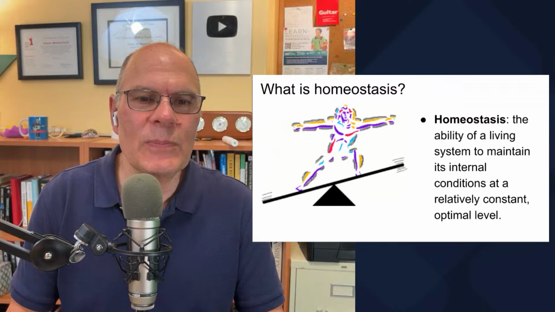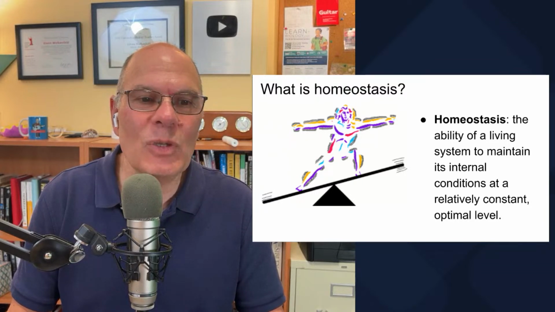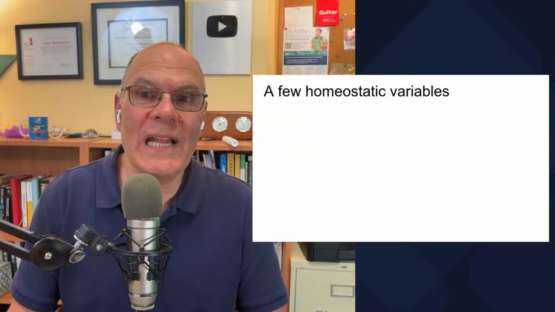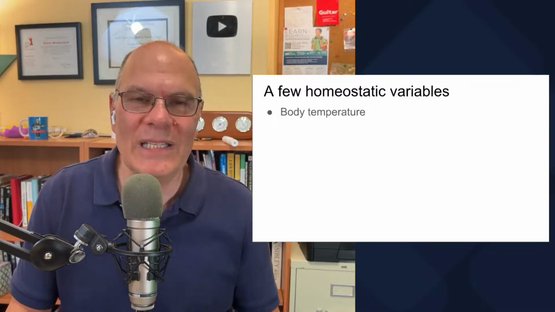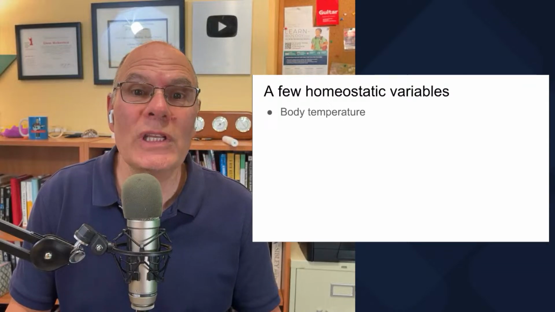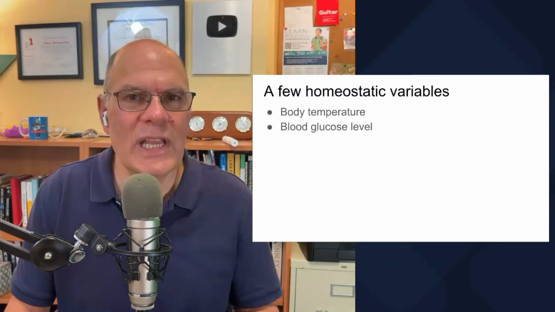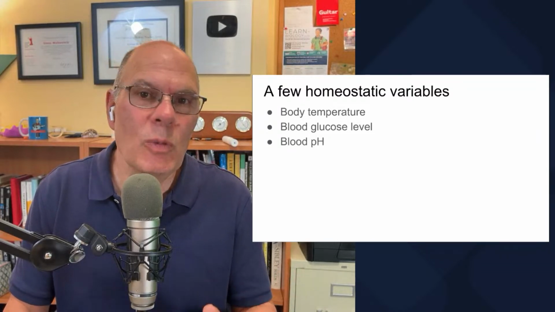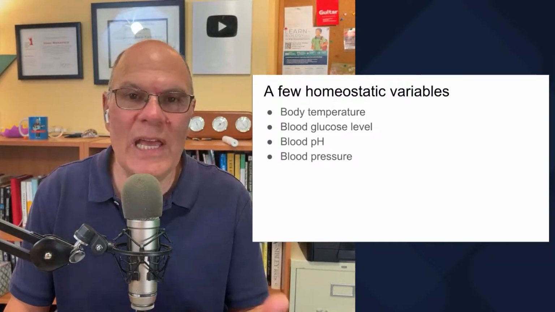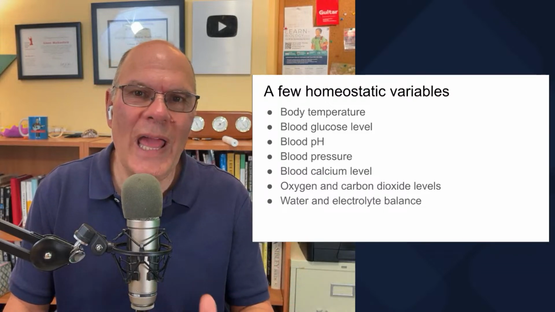So, what is homeostasis? Homeostasis is the ability of a living system to maintain its internal conditions at a relatively constant and optimal level. What are a few homeostatic variables? I'll talk about ones that pertain to us, but they also pertain to many other organisms. Body temperature. You keep your body temperature at a relatively constant 37 degrees C, 98.6 for those of you in the United States. Your blood glucose level is kept in a relatively narrow range, despite the fact that you might have recently eaten or gone hours without eating. Your blood pH is kept within a relatively narrow range, as is your blood pressure, your blood calcium level, your oxygen and carbon dioxide levels, and your water and electrolyte balance.